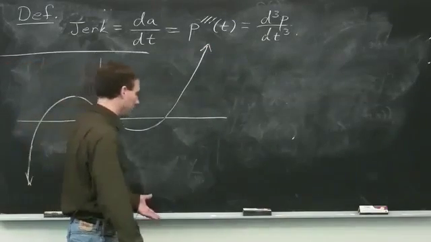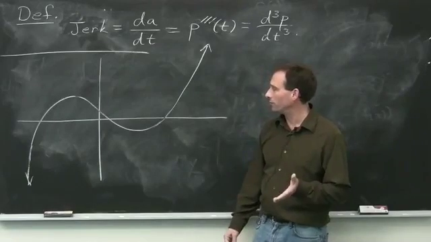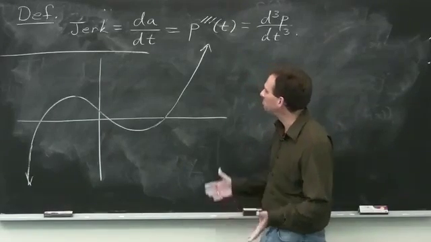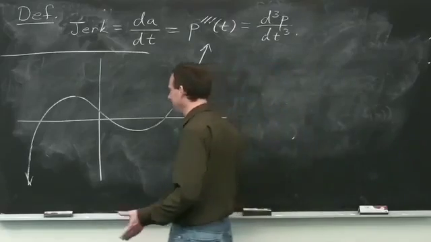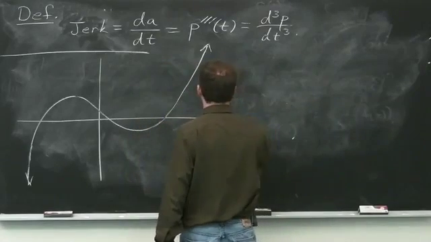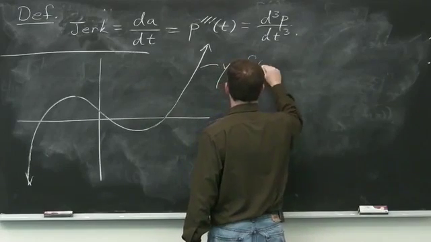So suppose we have a graph that looks like this. Can you see the second derivative in this graph? Maybe. How do you see it? Well, so suppose this is the graph of y equals f of x.